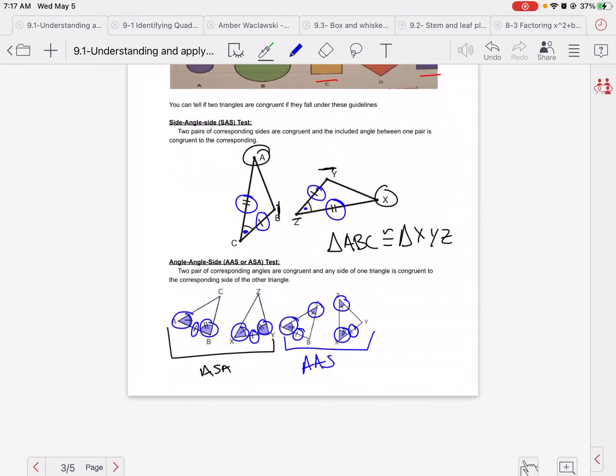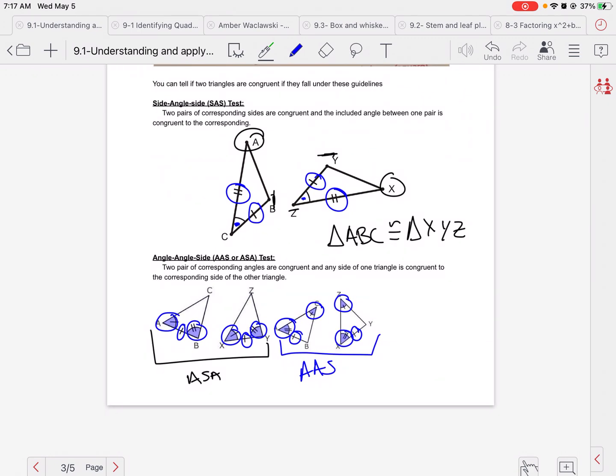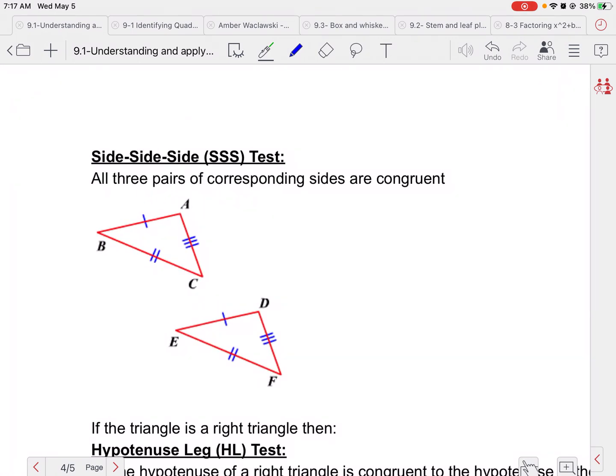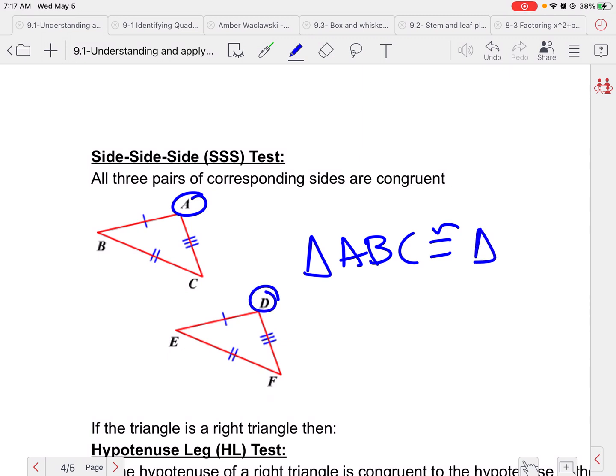Notice with these acronyms, SAS, ASA, AAS, it will never spell a bad word backwards or forwards. So you'll never have angle side side or side side angle for congruence. All right, and then there's the last one, which is the side side side test. If you know that all 3 sides of the triangle are congruent to another triangle, then they have to be congruent. So again, I could say that triangle ABC here is congruent to triangle. Well, A goes with D because it's on the 1 and 3 sides, so triangle DEF, because B goes with E and C goes with F. So that's for any triangle.